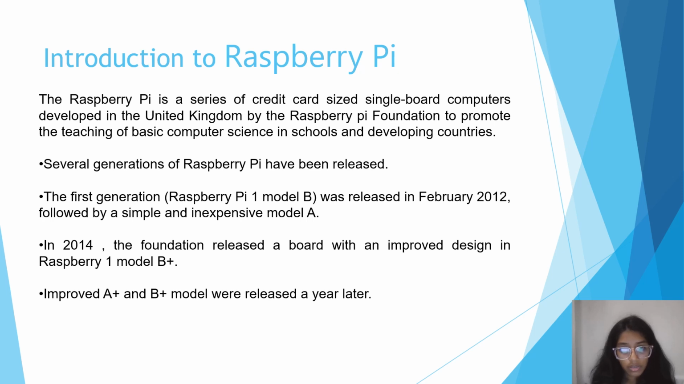The first generation, that is, the Raspberry Pi 1 Model B, was released in February 2012, followed by a simple and inexpensive Model A. In 2014, the Foundation released a board with an improved design, Raspberry Pi 1 Model B+. Next, improved A+ and B+ models were released a year later.